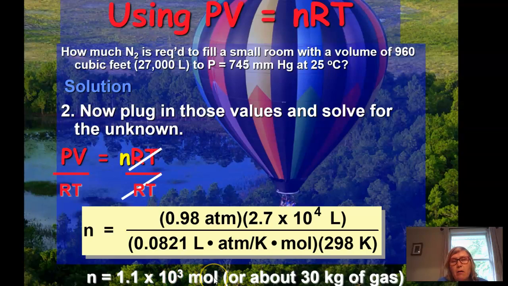And then from there, how do you go from moles to grams? Well, you have to multiply by the molar mass. So you're going to take 1.1 times 10 to the third times 28 grams. So if I did that times 28, that gives me 30,800 grams, which is roughly 30 to 31 kilograms.